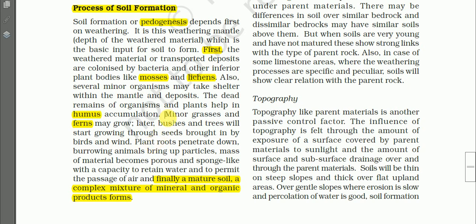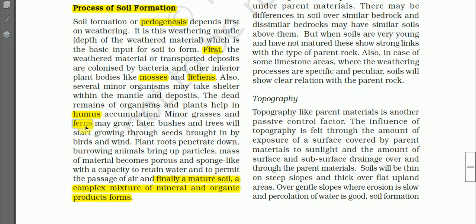Minor grasses and ferns may grow on that withered material. Later, bushes and trees will start growing through seeds brought in by birds and the wind. So in a place, seeds may be brought by birds. Birds will eat some fruit in the jungle, and when they are flying in the sky, there may be defecation, and from their excreta, the seeds may grow up from the ground.